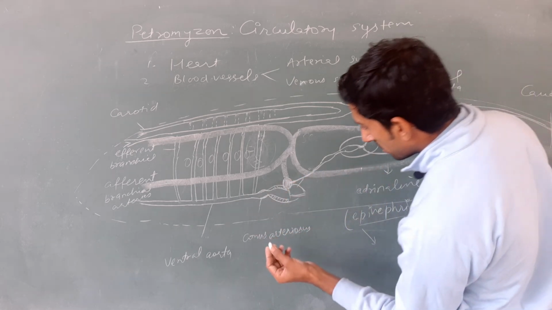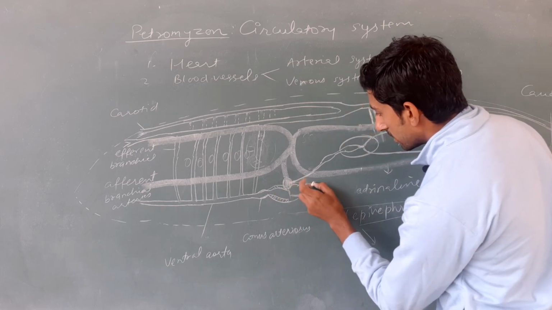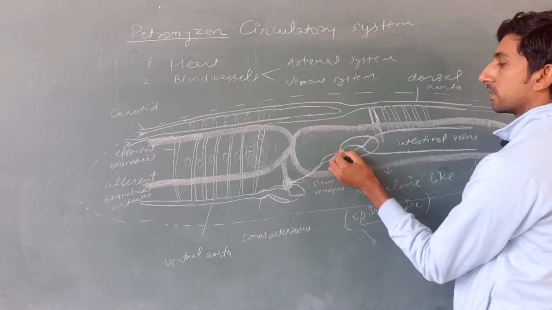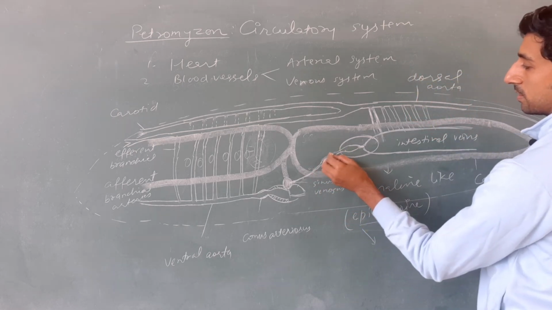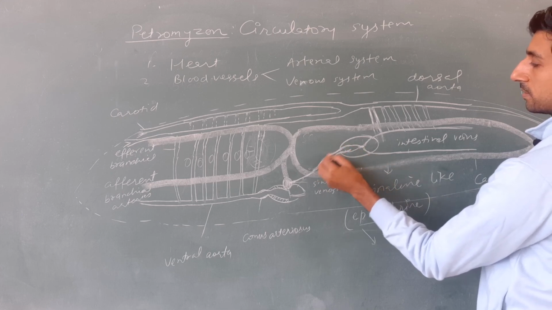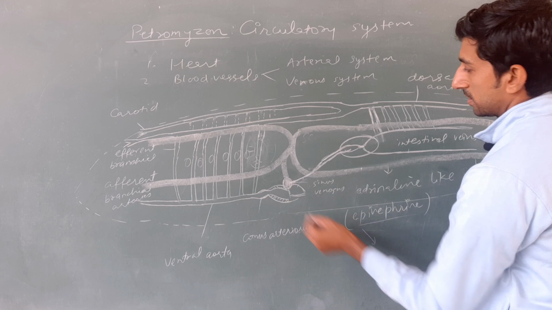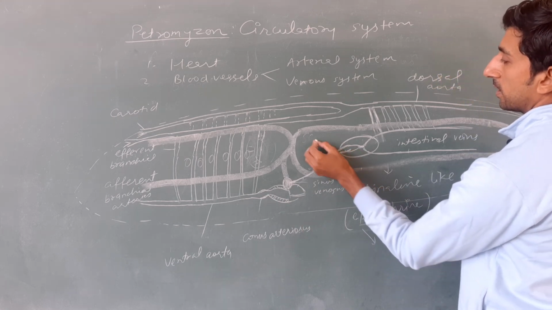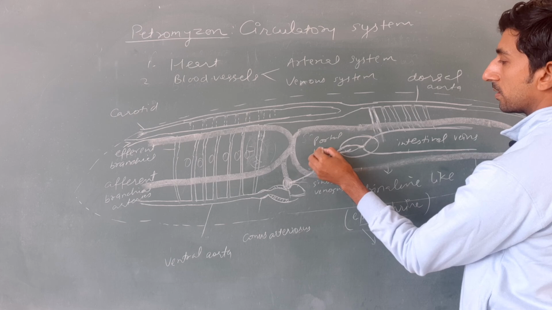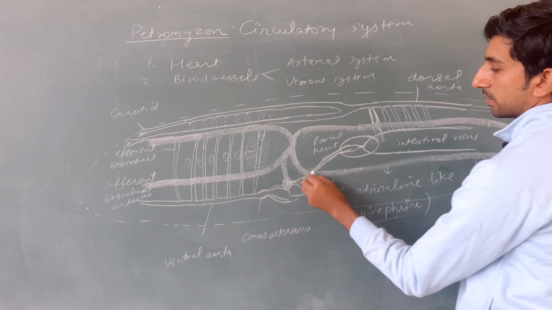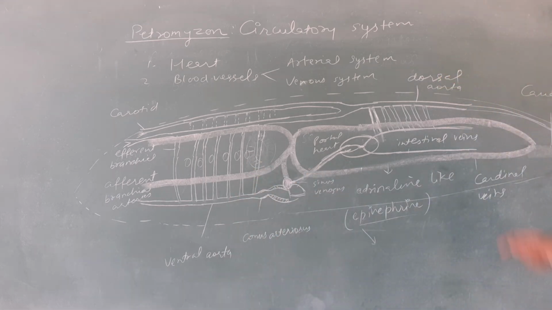This one is sinus venosus, and these have their own little heart. This system has own little heart, portal heart, that aids this heart in pumping the blood. This is hepatic portal vein. Intestinal veins, hepatic portal vein.